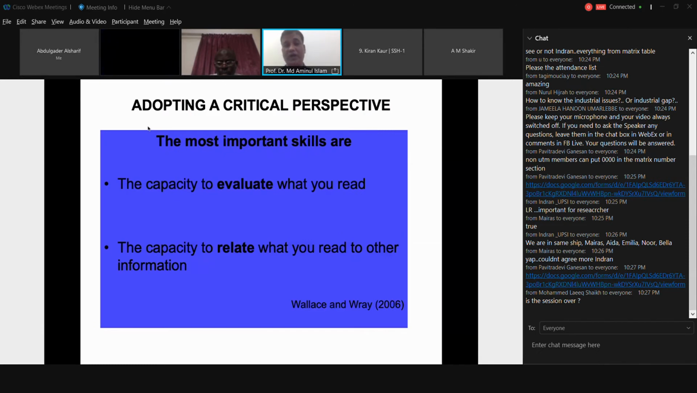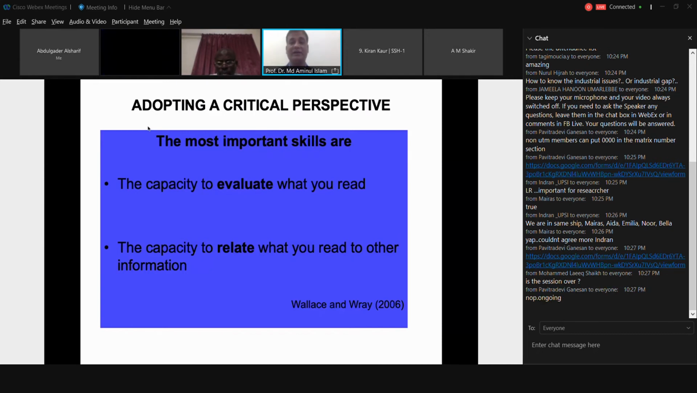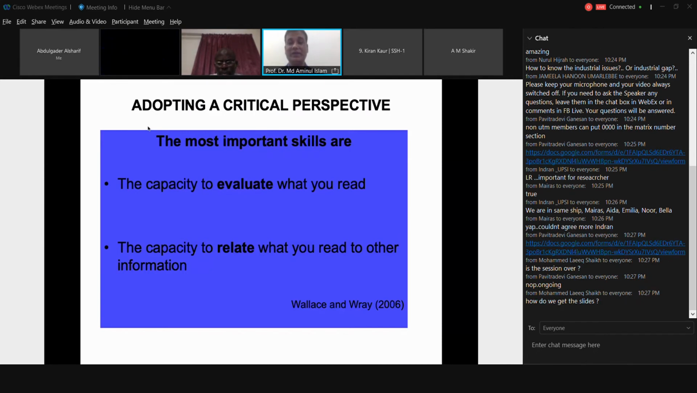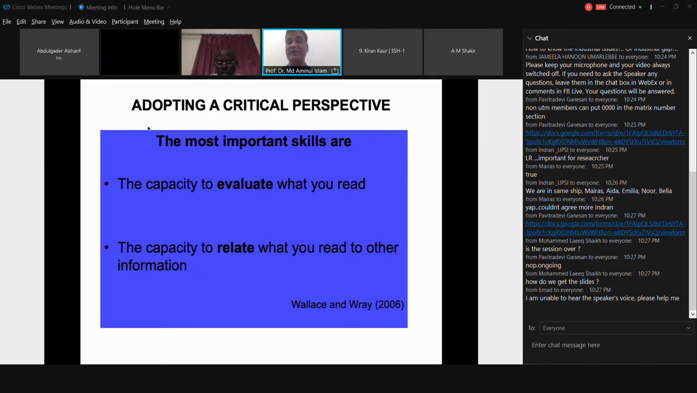The two very important skills that we need to have when we read a paper are the capacity to evaluate what you read, and the capacity to relate what you read. They are two very important skills. Those of you who cannot hear me, you have to leave and come back, or you can go to Facebook Live. I'm very sure I'm audible. These two capacities you have to develop, and they come from reading more and more papers. You will develop the capacity to evaluate what you read and to relate what you read.